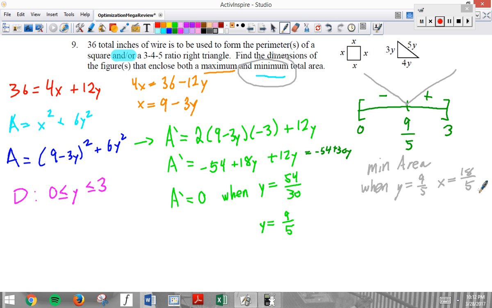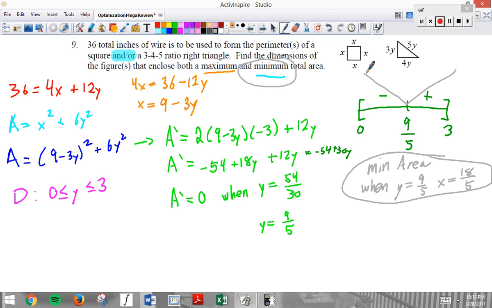Does that equal 36? These are the checks you can do. I'm just plugging this number back into here. Making sure everything works out. That everything is copacetic. 4 times 18, 72. 72 plus 108, 180. 180 divided by 5, 36. Alright, it's all checking out. So that's the minimum area.